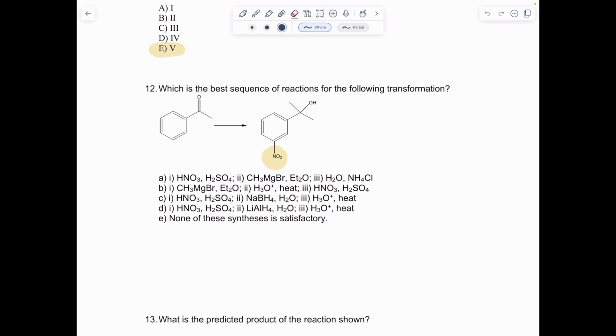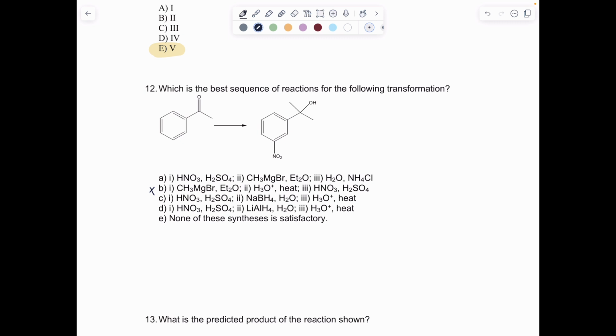So to add the nitro group, we're going to need to do HNO3 and H2SO4, which looks like options A, C, and D all start with adding a nitro group. So we know that B is probably not going to be the correct answer because that starts by doing the Grignard reaction. And then option A, step 2 is to make a Grignard and then do an acid workup, which seems probable, but let's just check the other two.